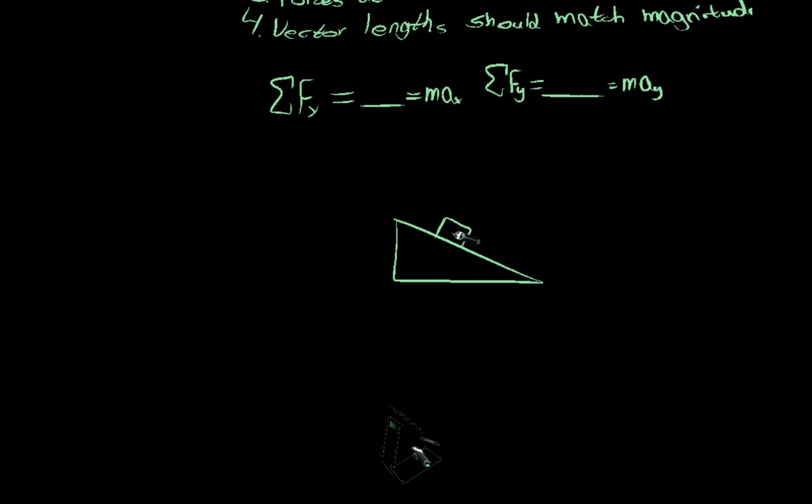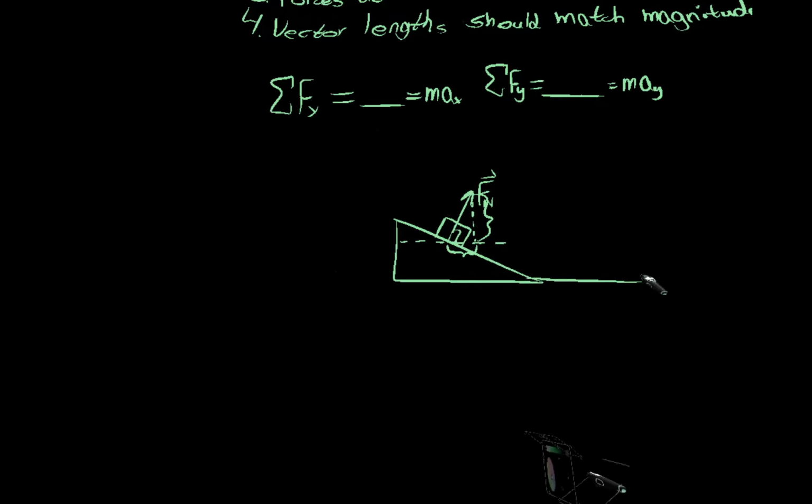It's perpendicular to the surface. So F_N, that's the normal force, because the block is acting on the ramp in that direction. So it's always normal to the surface, right? And so the normal force could have some component of x and components of y.